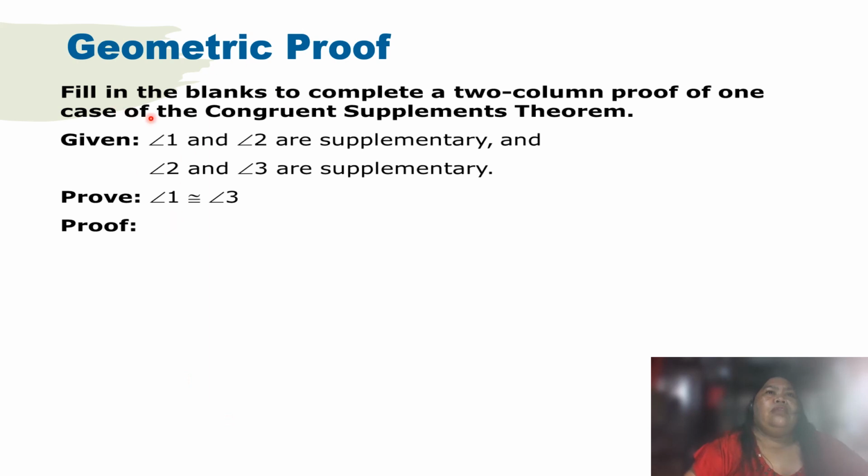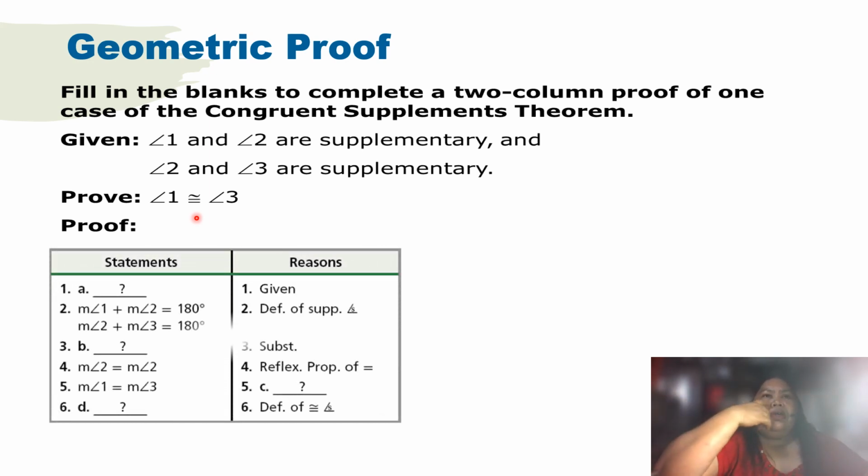Okay, let's fill in the blanks to complete the two-column proof of one case of the congruent supplements theorem. Our given: angle 1 and angle 2 are supplementary, and angle 2 and angle 3 are supplementary. Prove: angle 1 is congruent to angle 3. So we have here the first statements, where we can give that angle 1 and angle 2 are supplementary, and angle 2 and angle 3 are supplementary. Of course, the reason is given.